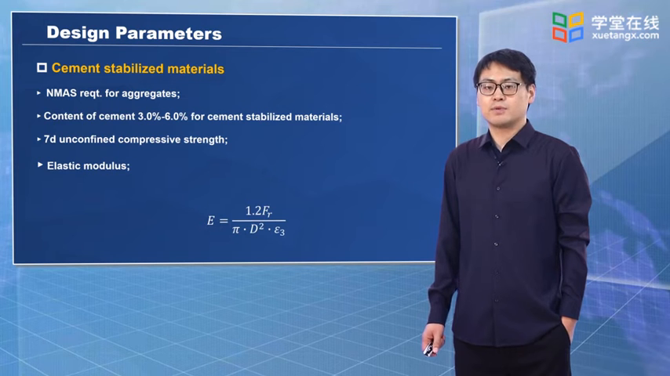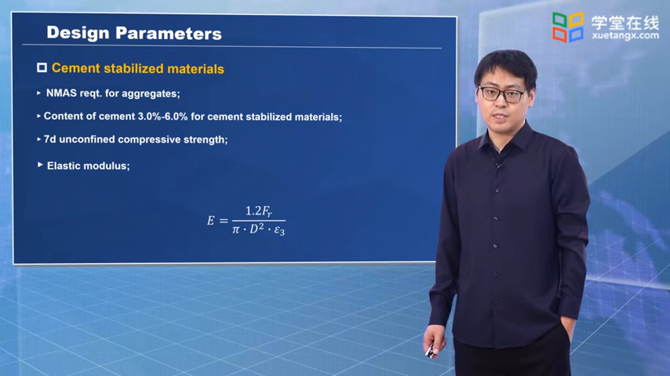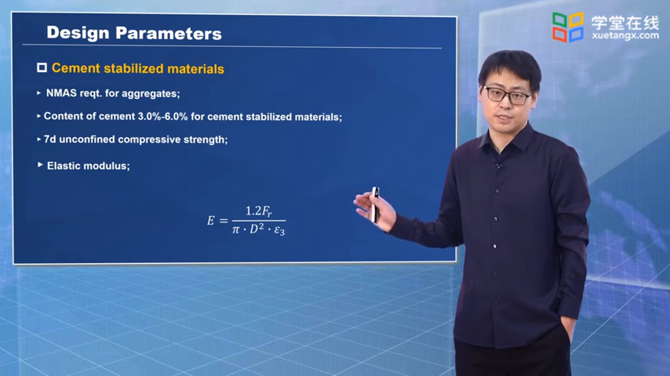For cement stabilized materials, the elastic modulus is used in the design. It was obtained from axial compressive loading and monotonic loading. An adjustment factor of 0.5 should be used for the structural calculation. Based on the test data, elastic modulus can be calculated using this equation.